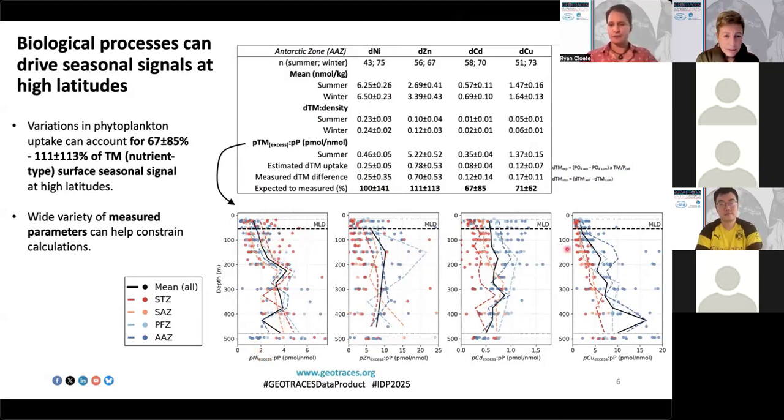And we'll see that this is really important throughout the metals, because depending on which zone you have this different elemental stoichiometry, which is what we would expect with the changing communities across the Southern Ocean fronts. So I've used the Antarctic zone derived ratios, and what we find is that the biological signal can explain between 70 to 110% with an error of the seasonal signal. And so this is really useful, and we're really looking to build upon these hypotheses as the new IDP comes out.